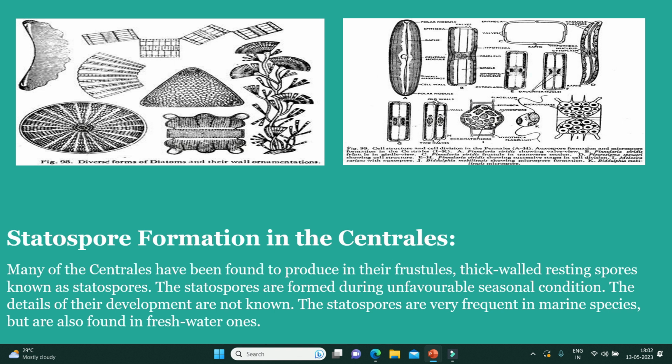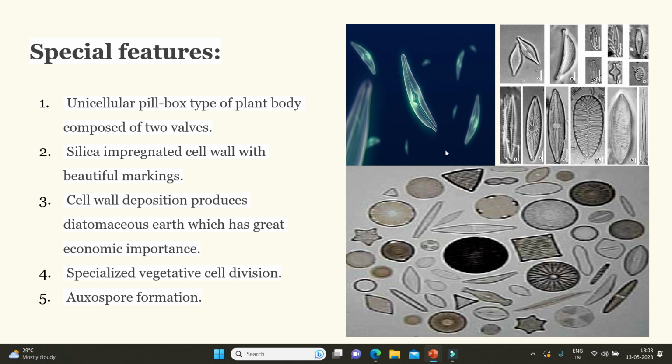Many of the centrics have been found to produce in their frustule thick walled resting spores known as statospores. The statospores are formed during unfavorable seasonal conditions. The details of their development are not known. The statospores are very frequent in marine species, but also found in freshwater ones.